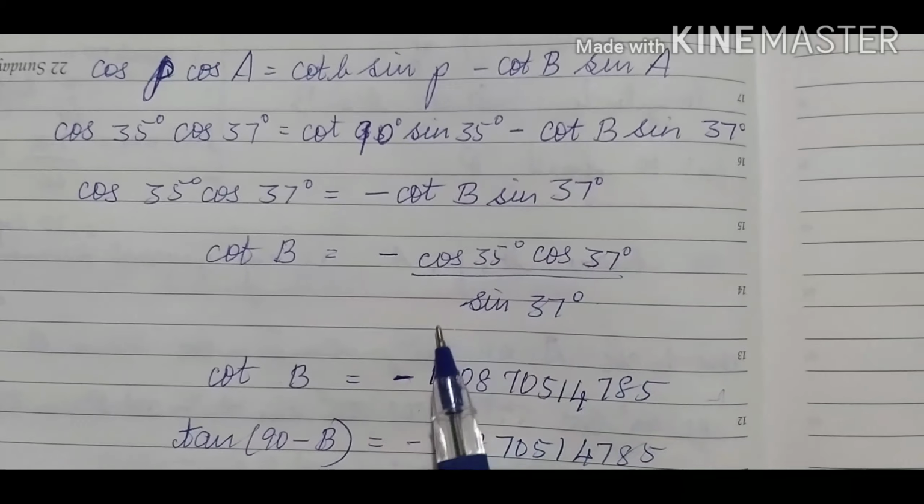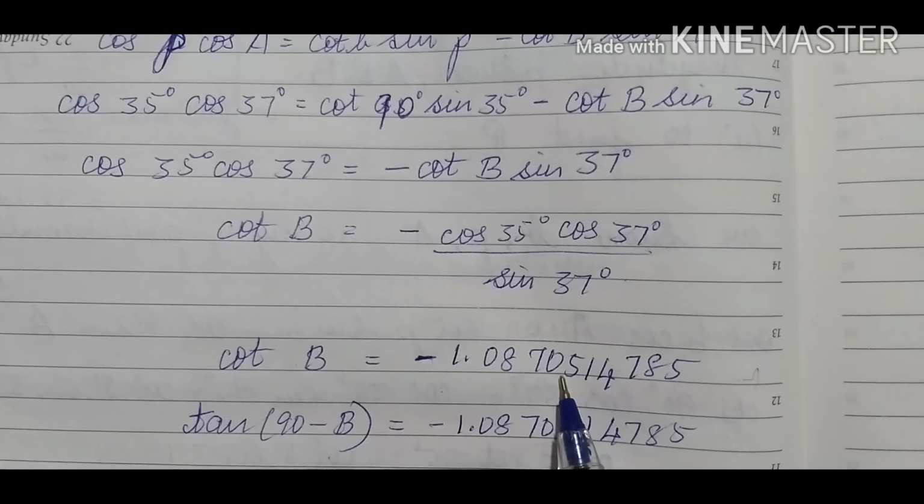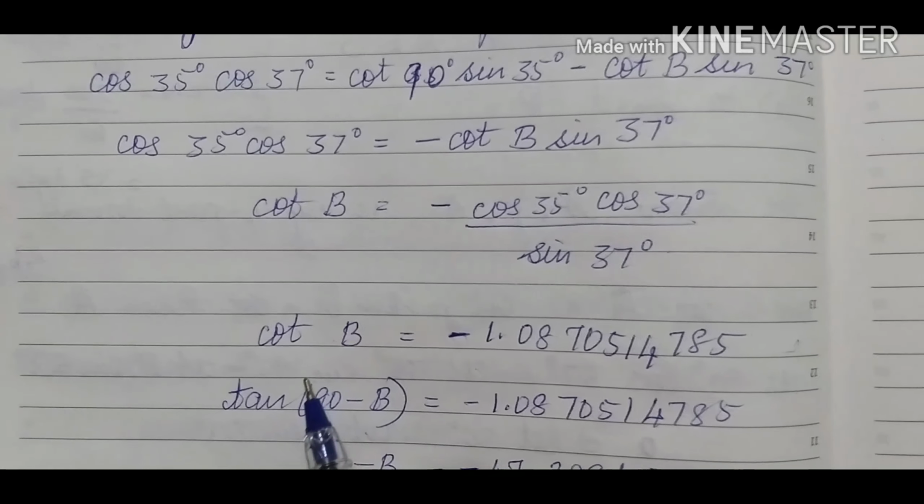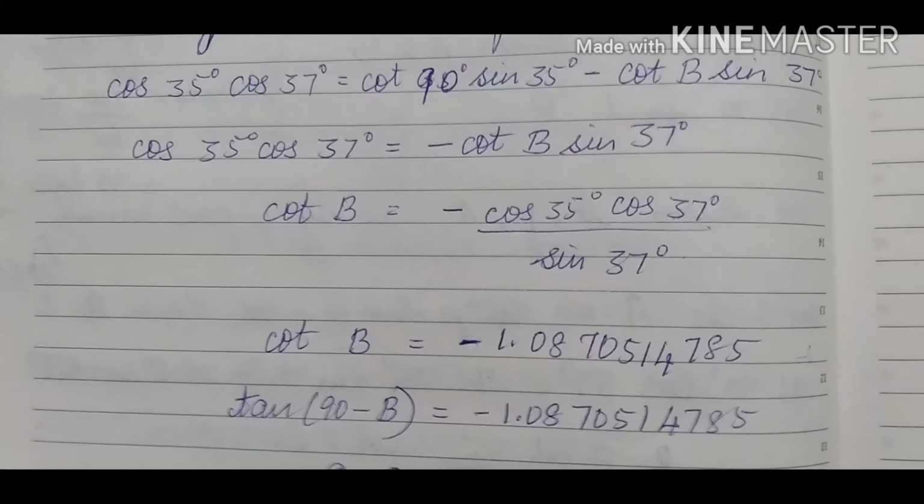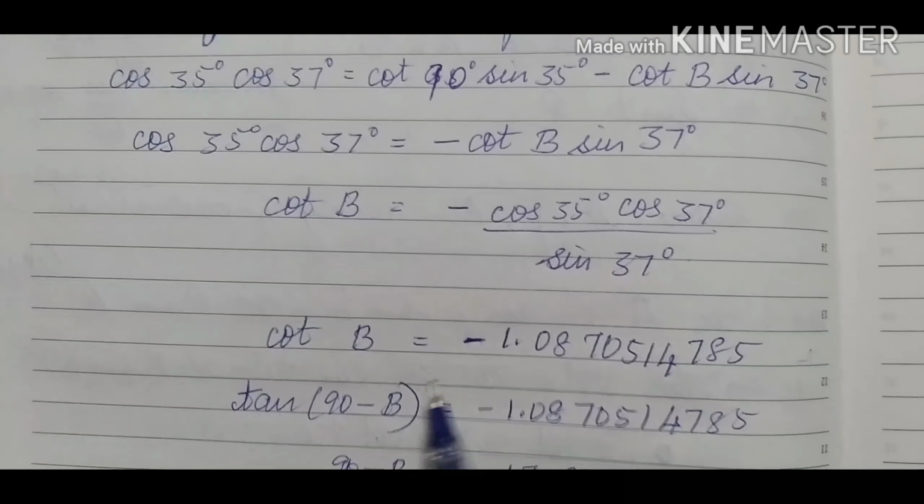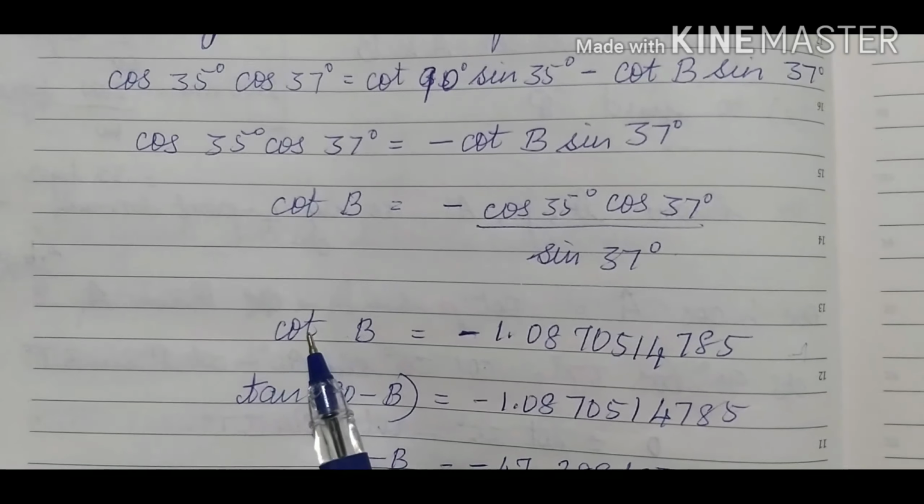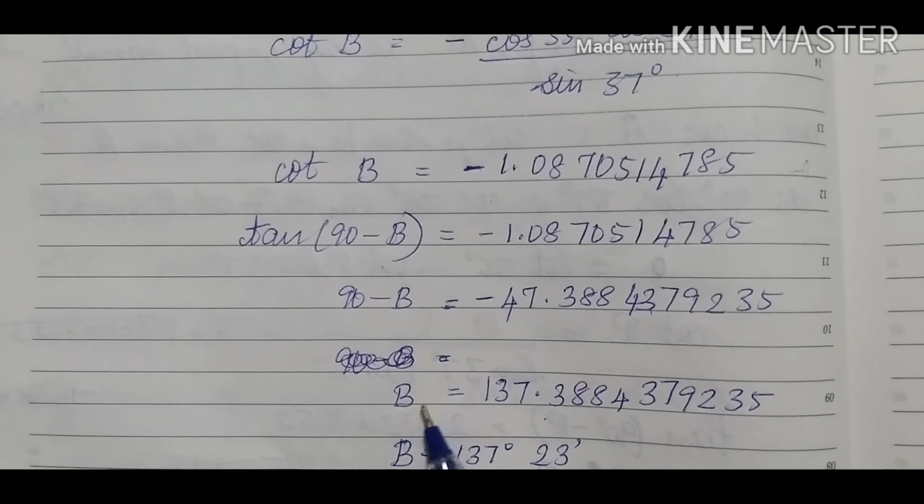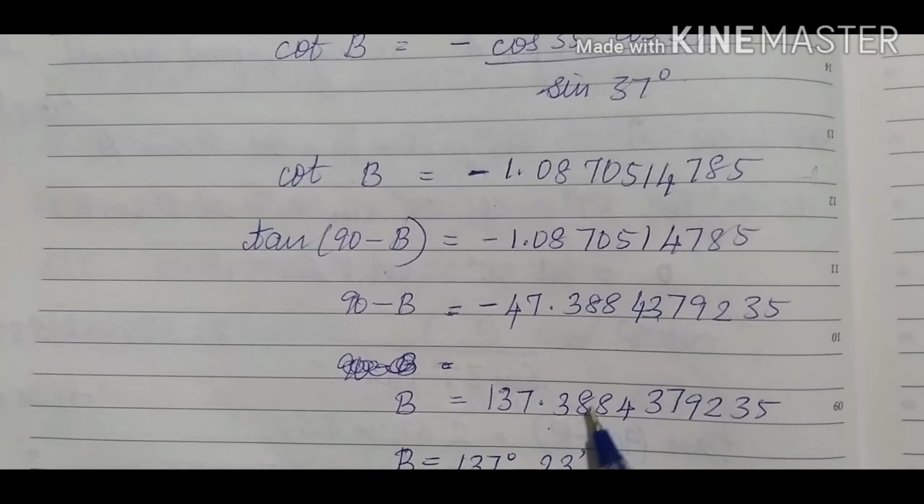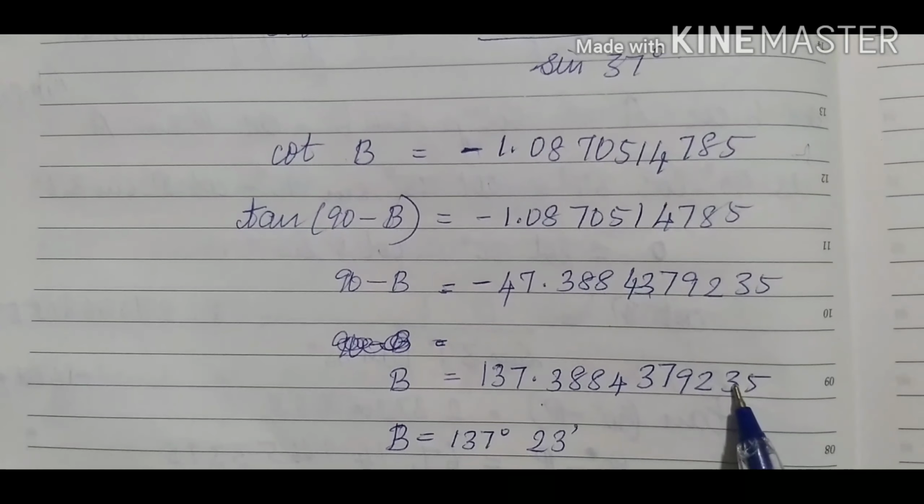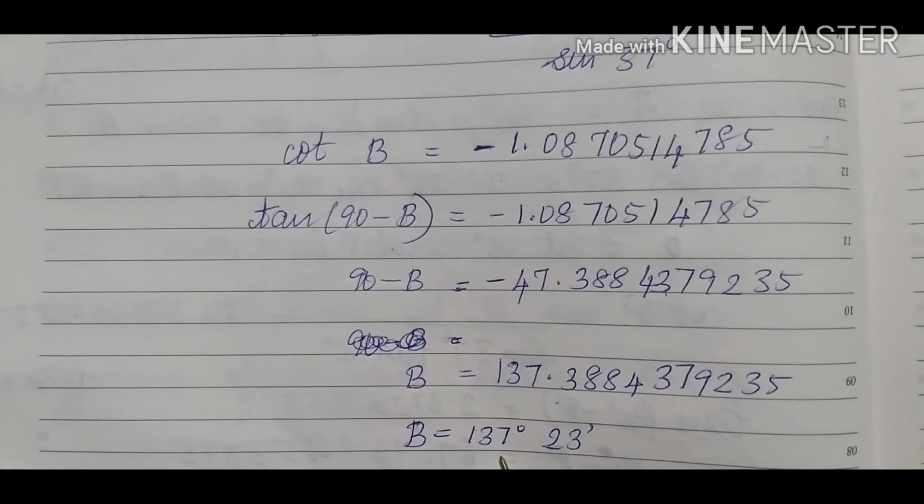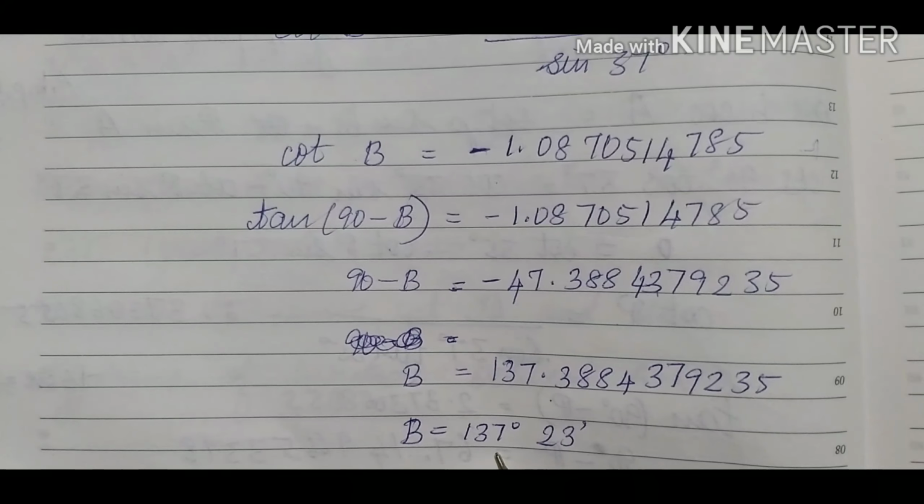So after substitution in your calculator, we get the value to be minus 1.0870514785. Again, as I said earlier, cot lies just between minus 1 and 1. This lies beyond minus 1, so we cannot apply cot here. We have to substitute it as tan of 90 minus b equal to the right-hand side. 90 minus b is equal to tan inverse of this value, which is 47.388, and so we have here b to be 137.38843799235. Now converting this into degrees, we get 137 degrees 23 minutes to be angle B.